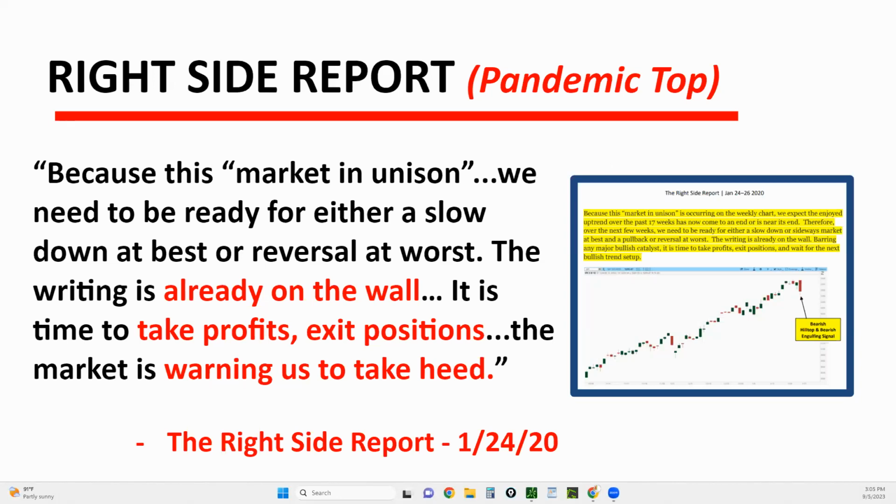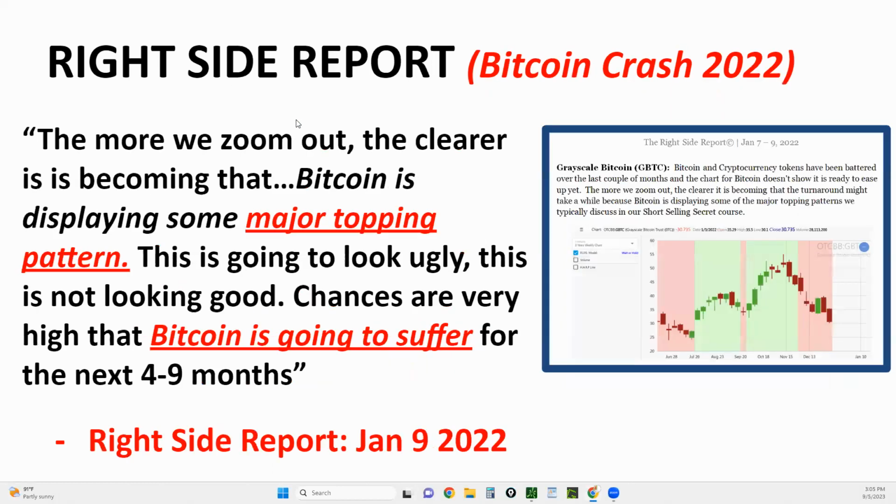One of the biggest things I try to tell people is that we don't like to sit on fences. It's either we see it or we don't. And so when I start writing stuff and telling people stuff, it's very, very clear what the charts are showing. And that's why we use strong words such as, look, the writing is already on the wall. Take your profit. It wasn't like, oh, let's see what happens. It was like, look, it is warning us to take heed. Get out of there.